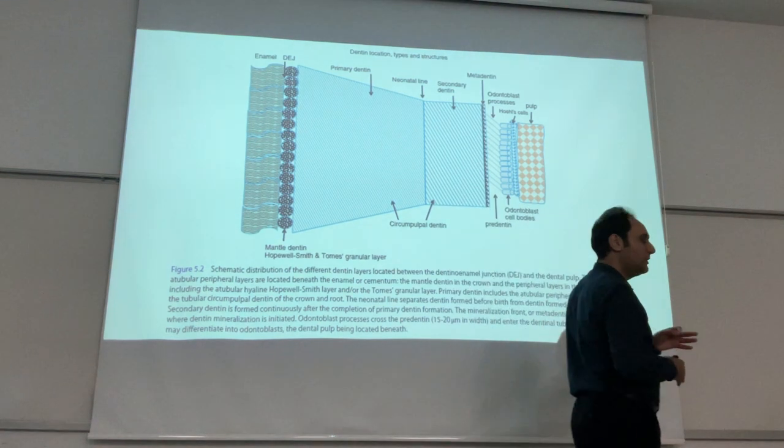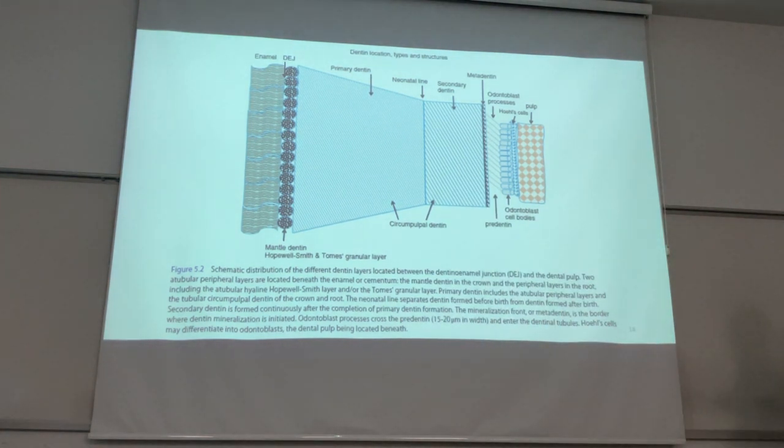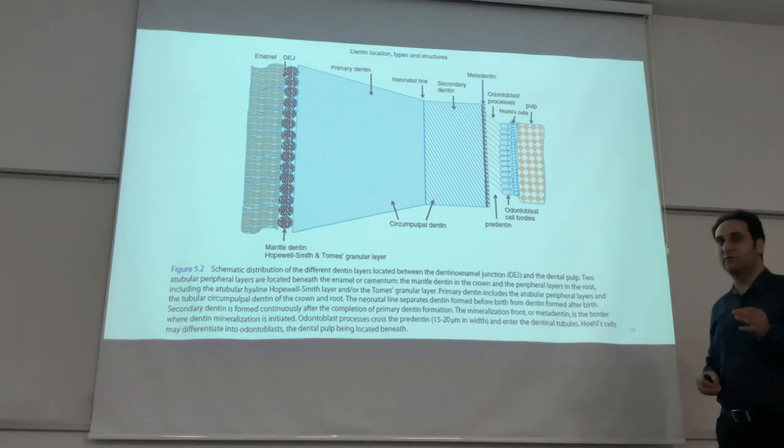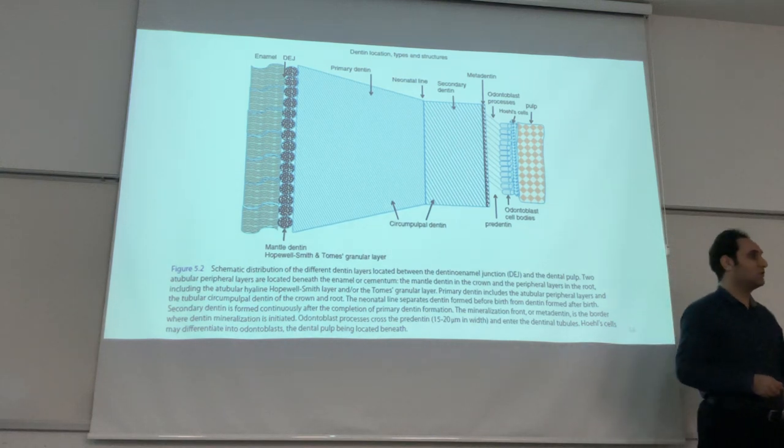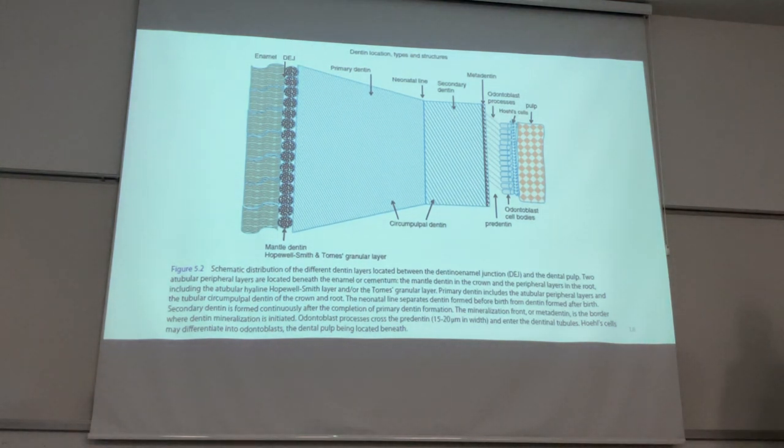In the odontogenic area, in the outermost layer we have odontoblasts, and in the innermost layer of the odontogenic area we have the stem cells. You can see these stem cells have a special name: whole cells. Whole cells are present in the odontogenic layer of pulp, and they are the stem cells or precursors of odontoblasts.